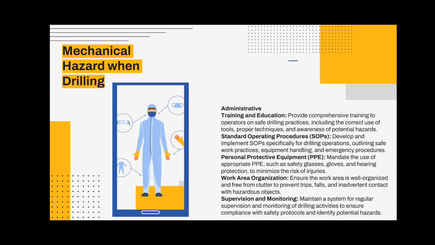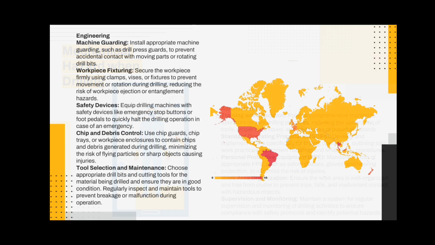The second one is standard operating procedures (SOPs): develop and implement SOPs specifically for drilling operation, outlining safe work practice, equipment handling, and emergency procedure. The third one is personal protective equipment, PPE, which is to mandate the use of appropriate PPE such as safety glasses, gloves, and hearing protection to minimize the risk of injuries. The fourth one is work area organization, and the last one is supervision and monitoring.